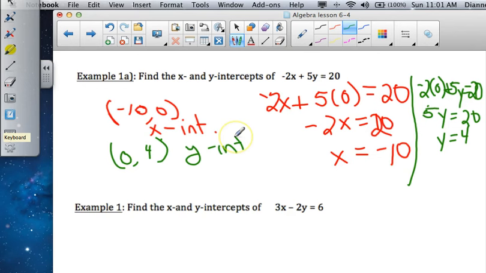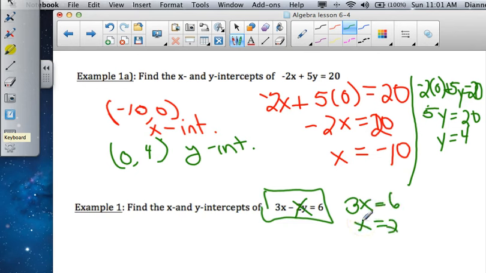Now, a quick way of doing this is realizing, kind of covering up. If you're asked for the x and y-intercepts of 3x minus 2y equals 6, if you're finding the x-intercept, well, if y equals 0, the negative 2y is gone. So the x-intercept is just going to be 3x equals 6, and x equals 2. So 2, 0 is the x-intercept.